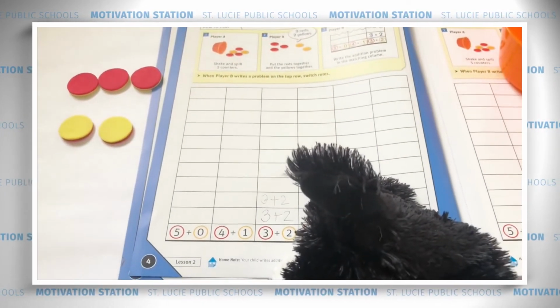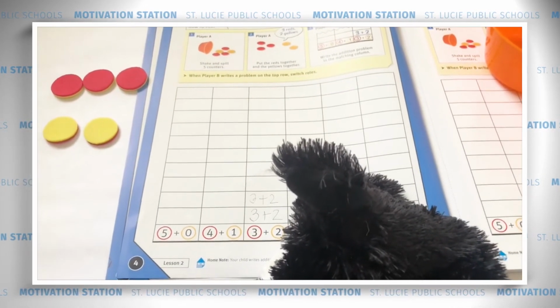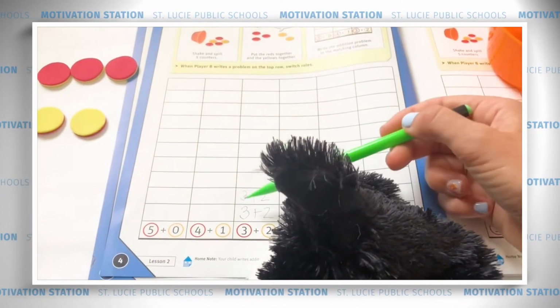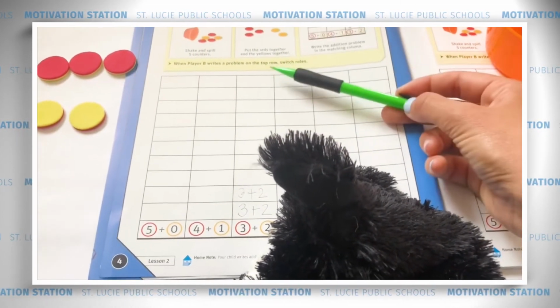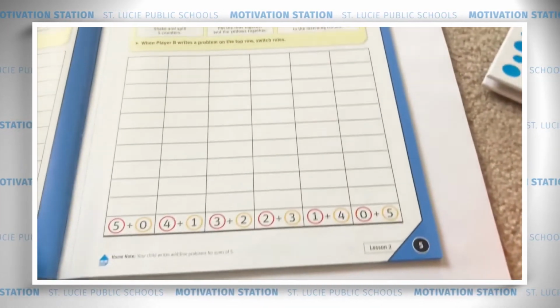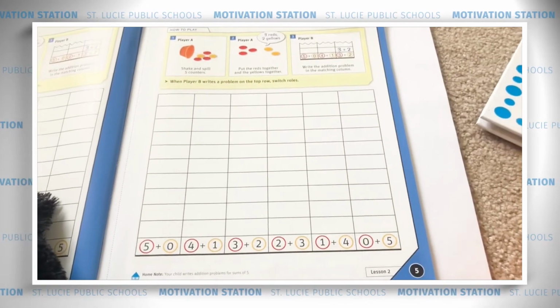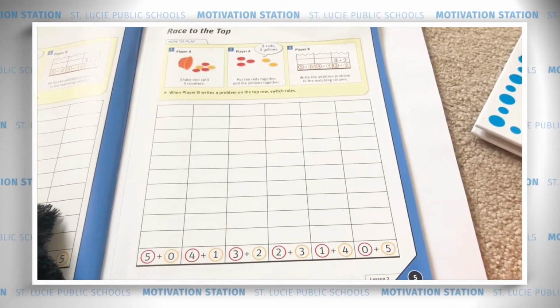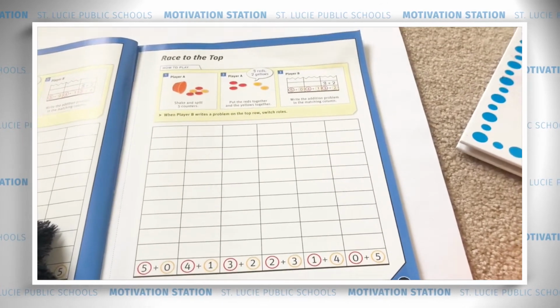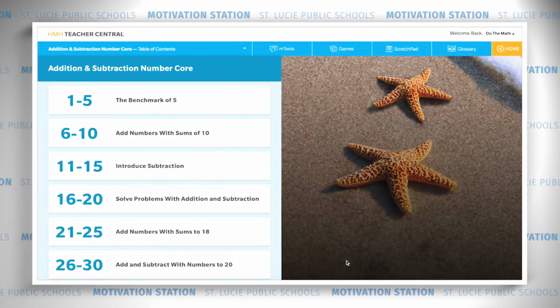Awesome job. Now we're going to keep shaking and spilling and writing the addition problems in the matching column until we get all the way to the top. And once you get to the top, you switch roles and you can then go to page number 5. Now what's super fun about this is that you can also play digitally, and I will show you that now. Play the game Race to the Top online.